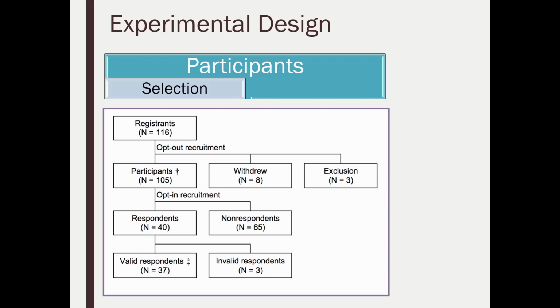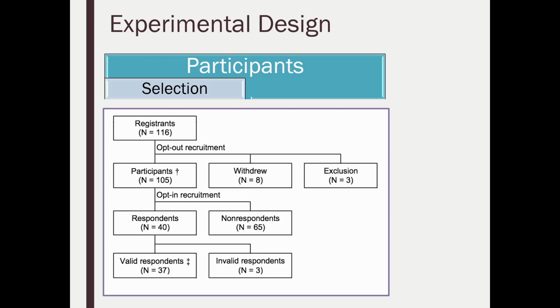Now, there are different ways to go about recruiting participants. Here we have two different ways of recruiting participants. We have opt-out recruitment and we have opt-in recruitment. Opt-out recruitment is a lot more common in medical research, where you already have patients who are maybe using a product or treatment, and you ask them, can we use you in our study?